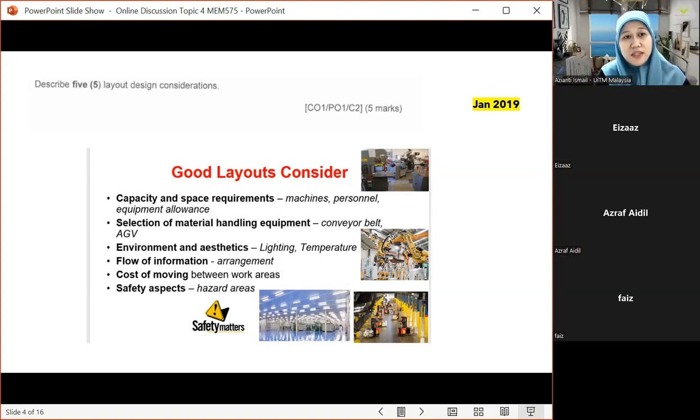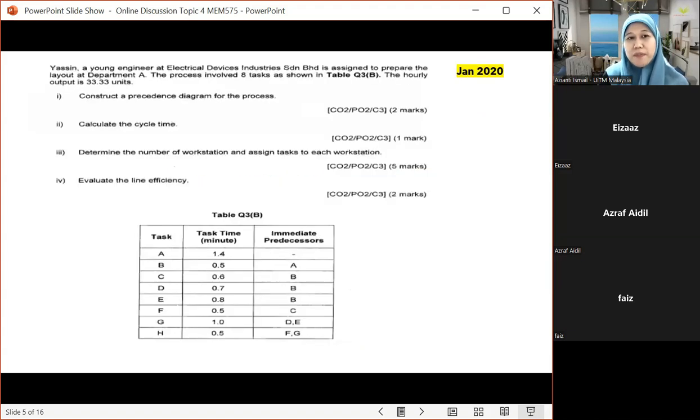And very important, safety. Yes, safety. Okay, make sure tak ada tripping hazard, wiring tak bersepah, and machine tak ada attachment yang boleh orang terhantuk, sangkut, and so on. So all of this you need to make sure you consider this when you do the layout. Okay. So I think that's on the theory part.